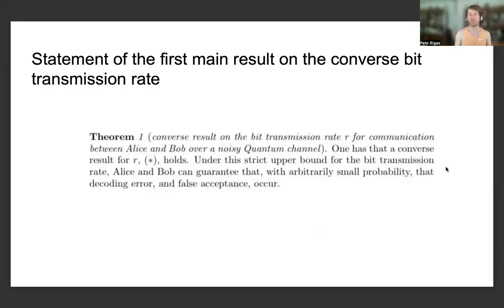And one has the converse result, like we've been demonstrating in terms of the log and the log contributions and those factors holds. Specifically, under this strict upper bound for the bit transmission rate, Alice and Bob can guarantee with arbitrarily small probability that decoding error and false acceptance occur. So they're able to minimize simultaneously, in the presence of greater noise, the potential sources of error, which could threaten or make less useful the aspects of quantum information which could impart some advantage in terms of the information processing tasks that they're interested in pursuing.